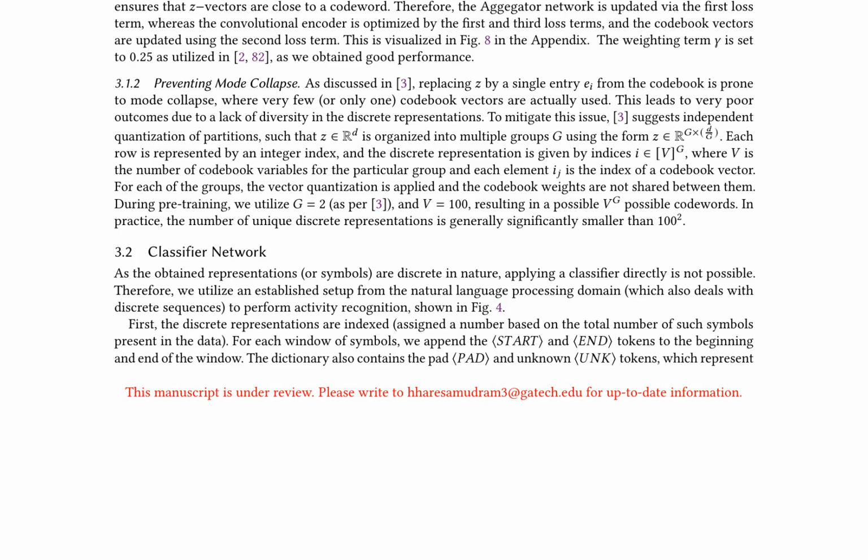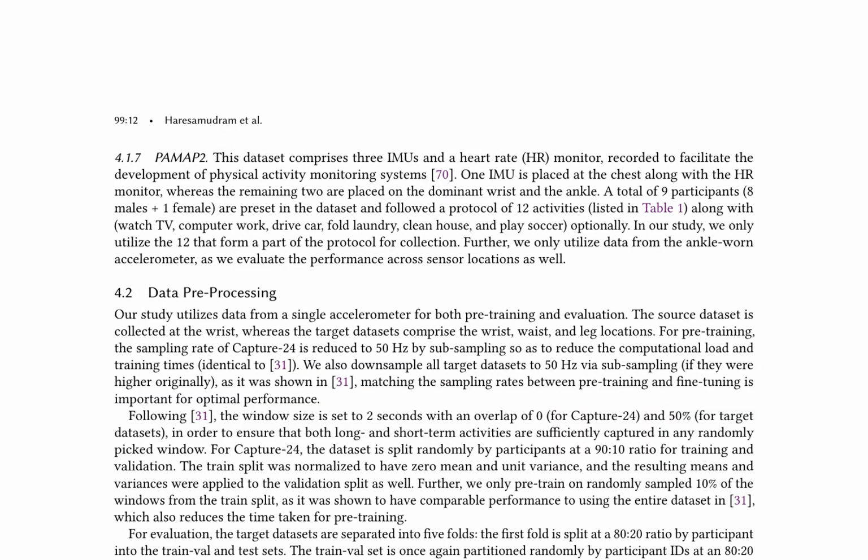The study utilizes 6 datasets: Capture 24, HHAR, Myogym, Mobiact, MotionSense, and mHealth, which vary in terms of sensor locations, number of users, and activities performed. For data preprocessing, a single accelerometer is used for both pre-training and evaluation. The sampling rate of Capture 24 is reduced to 50 Hz, and all target datasets are downsampled to 50 Hz. The window size is set to 2 seconds with an overlap of 0 for Capture 24 and 50% for target datasets. The dataset is split randomly by participants at a 90:10 ratio for training and validation.